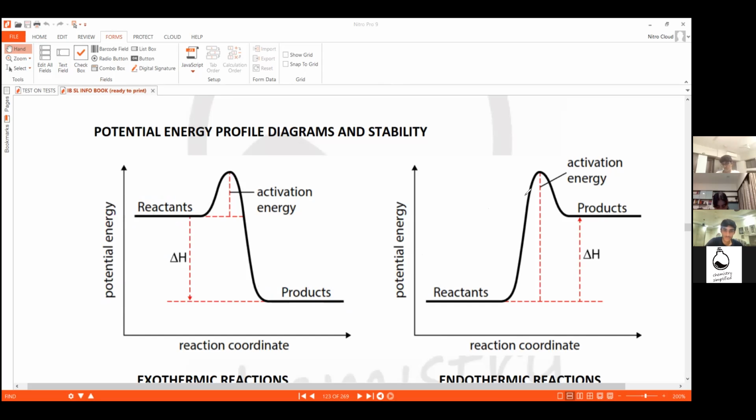The next graph is for endothermic reactions, because in an endothermic reaction energy is gained. So the final energy is greater than the initial. Initial was this much, final is this much, so this much is the increase. That's my delta H. And that's the activation energy. Okay, that's all.